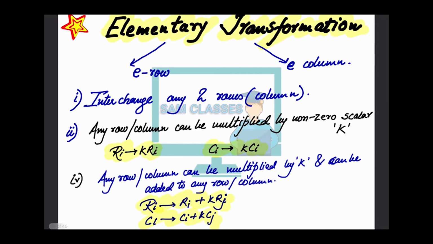Coming to the next part, elementary row transformation. We have three things which we can do. Three rules we need to follow. Very simple, basic three rules.